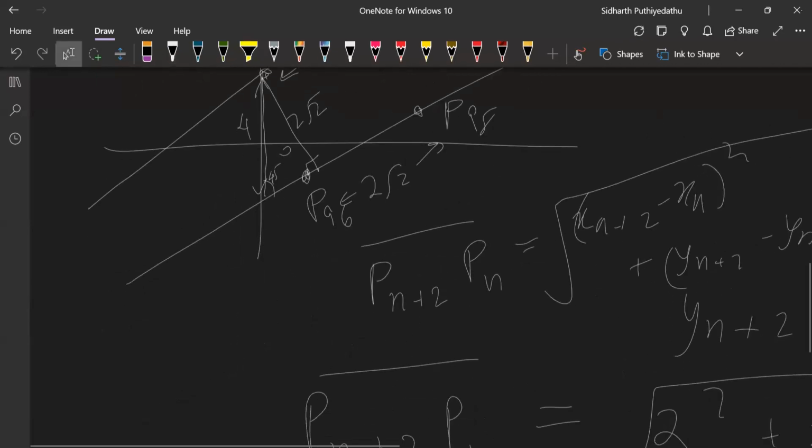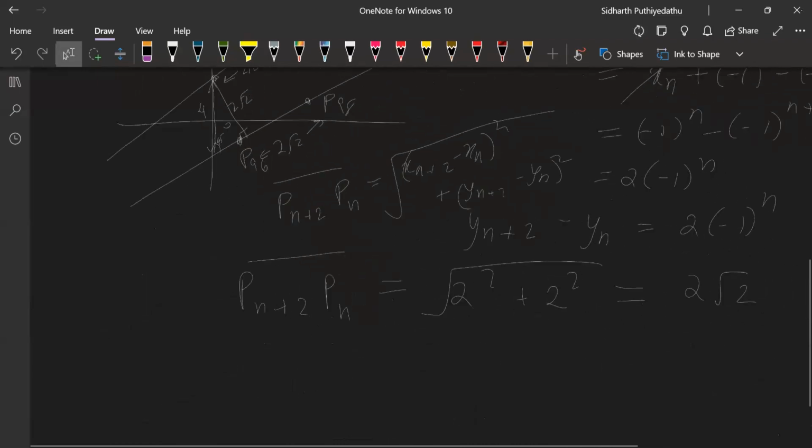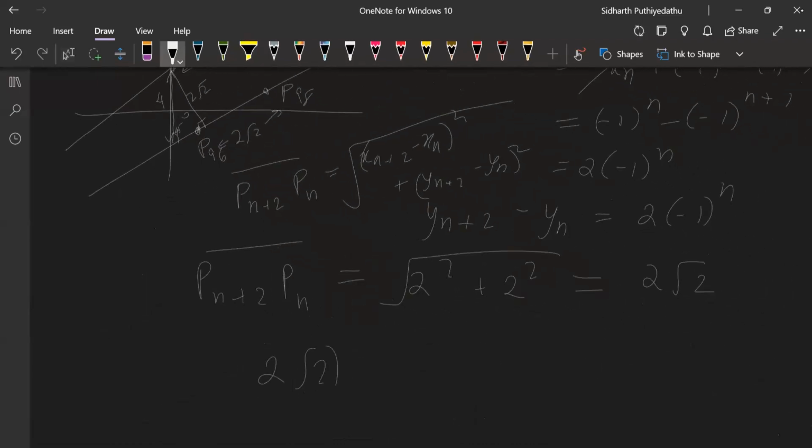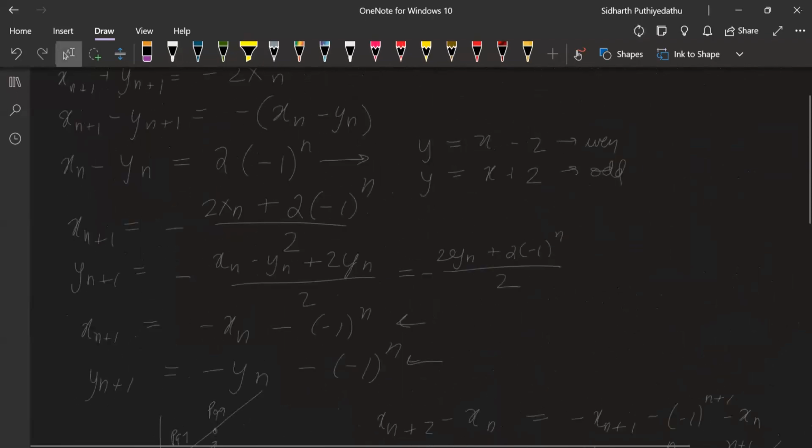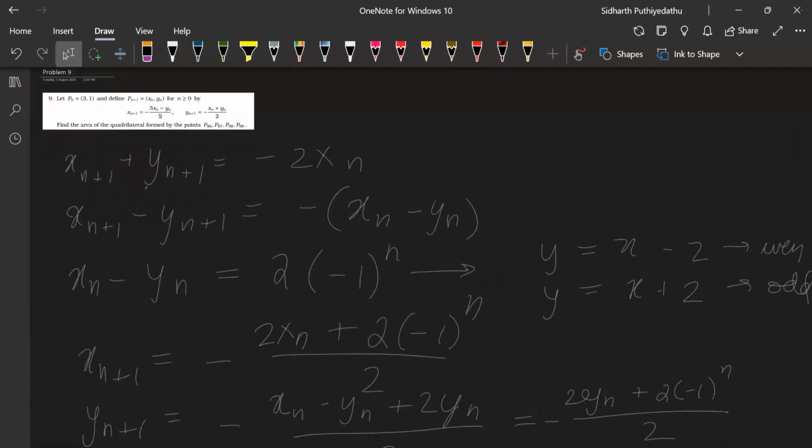So we get height is 2 root 2, length is 2 root 2, the area is 2 root 2 times 2 root 2, which is 8. That's the area.